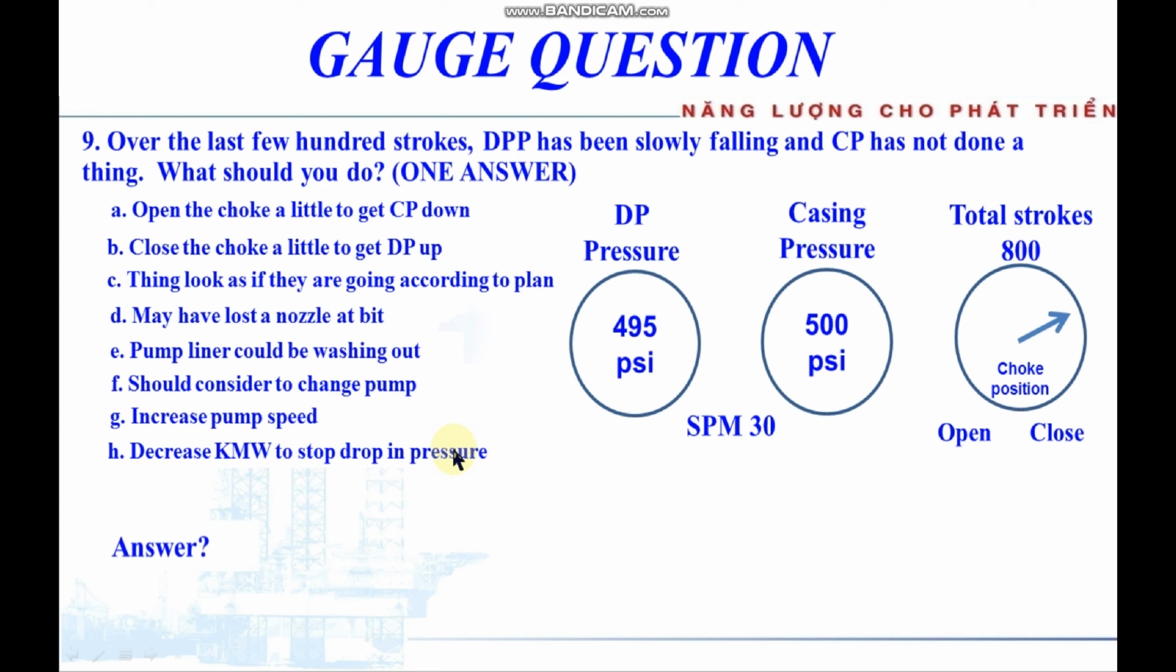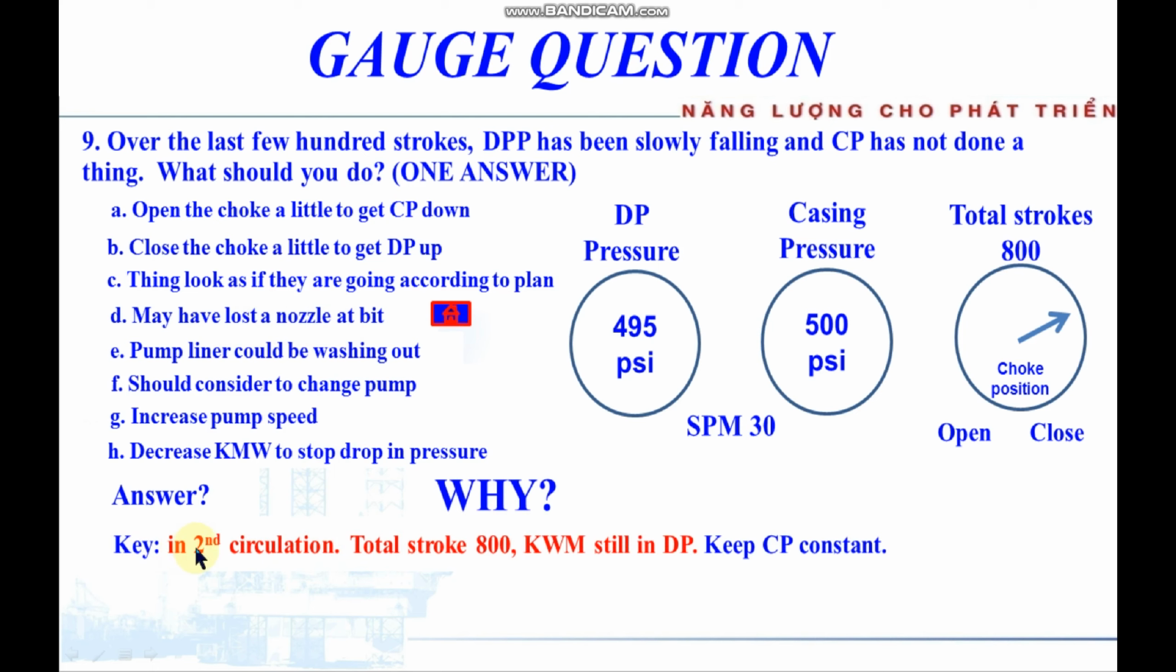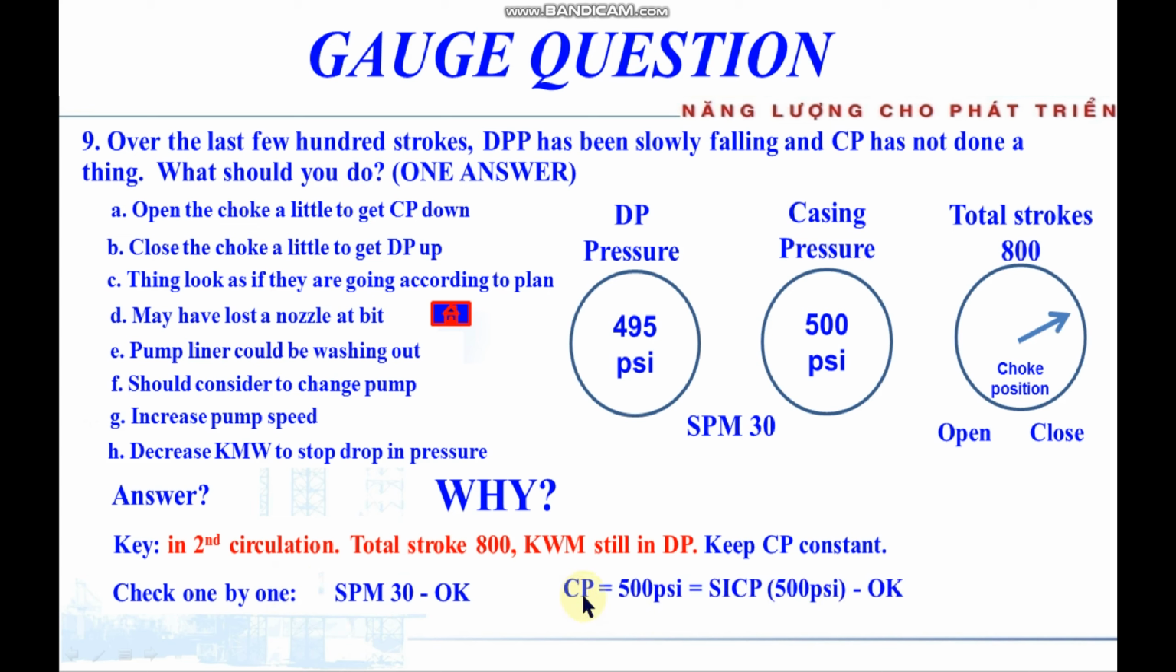Answer: D. Maybe lost the neural admit. Why? In the second circulation, total stroke 800. Q1 was still in Dubai. Keep casing pressure constant. Check one by one. SPM 30, okay. Casing pressure 500, the same, constant. Exactly.